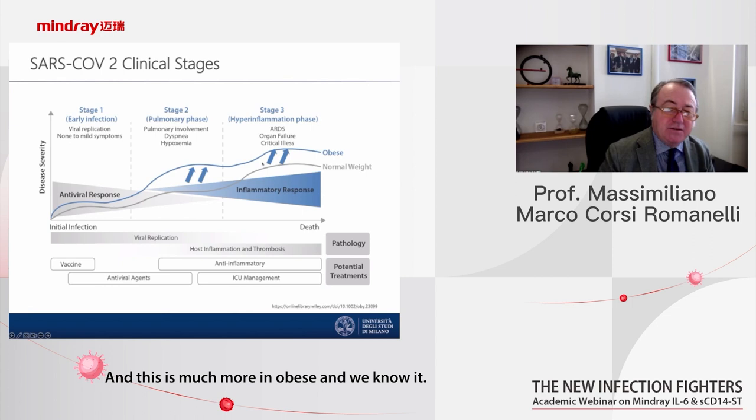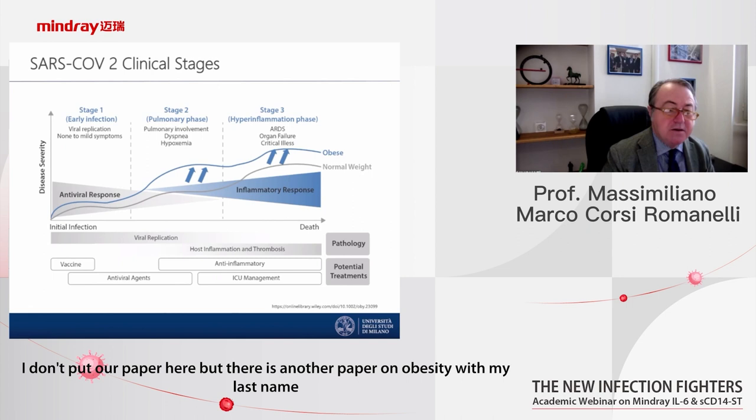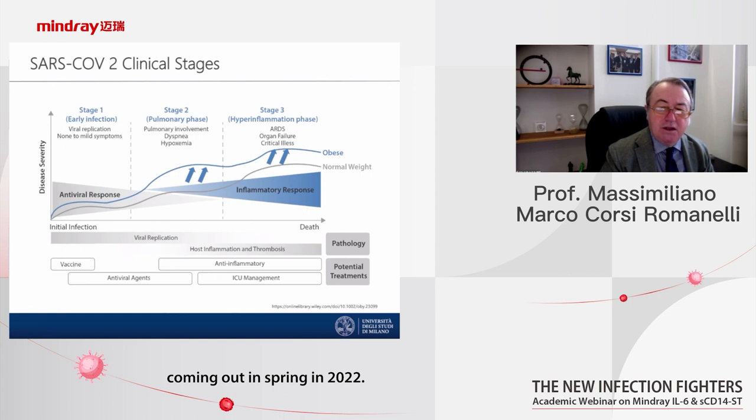We know, I don't put our paper, but there is our paper with my last name on obesity, that came out in 2022 in the spring, and it is a paper that is important because we demonstrate a different inflammatory response between normal weight and obese patients.